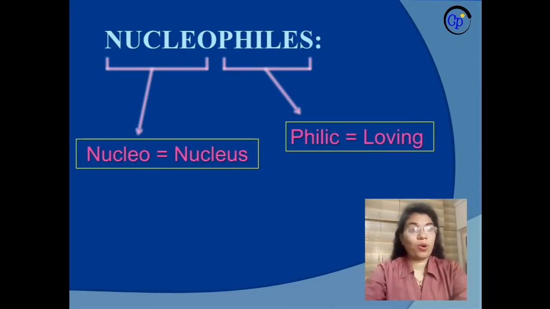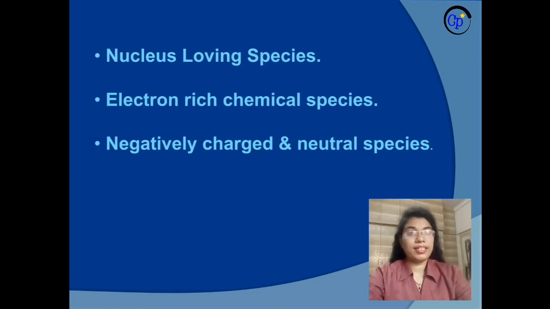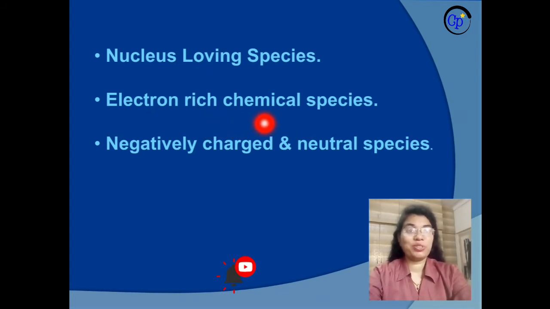Coming to the next important term, that is nucleophile. Here nucleo means nucleus and philes or philic means loving. So we can say that nucleophiles are nucleus loving species. Let's look at a few key points. First one, they are nucleus loving species. Second, they are electron rich chemical species. That means these species will have more electrons in them. That is why they are called electron rich species.